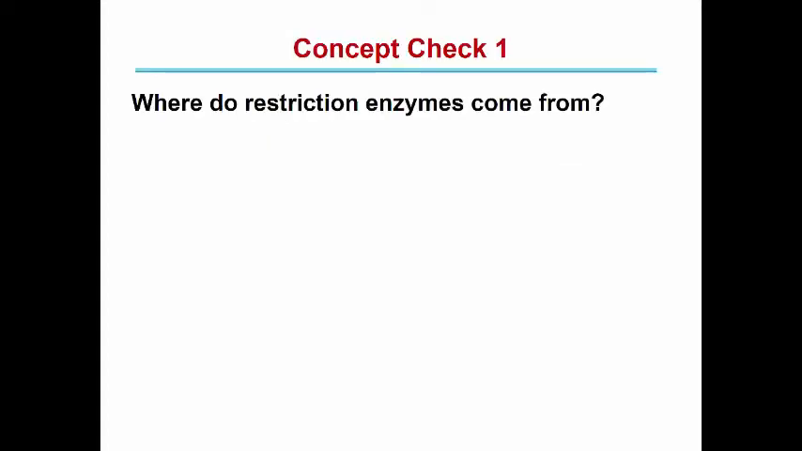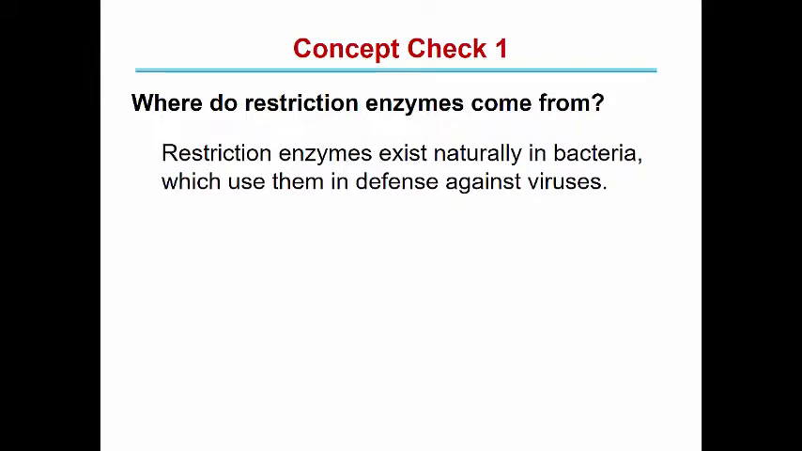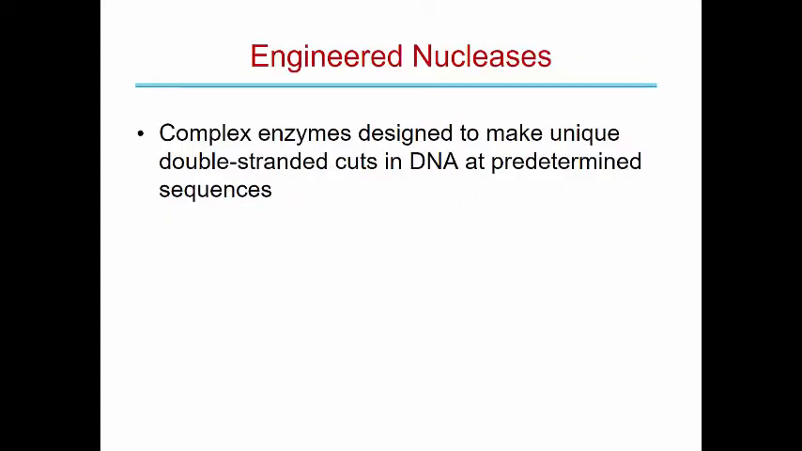Okay, let's just review for a moment. Where do restriction enzymes come from? Well, they've been isolated from bacteria where they are naturally occurring. And these bacteria typically use them to cut up foreign pieces of DNA that are introduced by viruses. We can also use engineered nucleases. These are enzymes that have been created by humans to make double-stranded cuts in DNA at specific sequences.